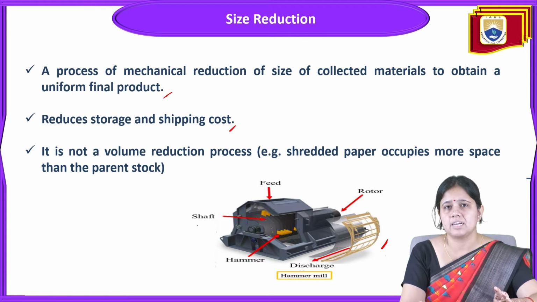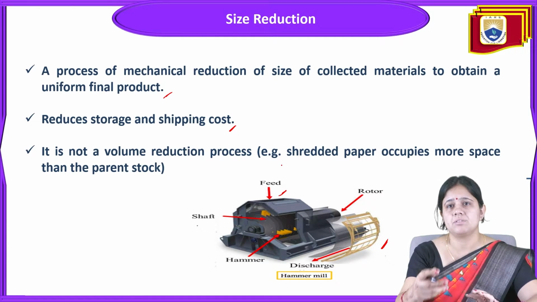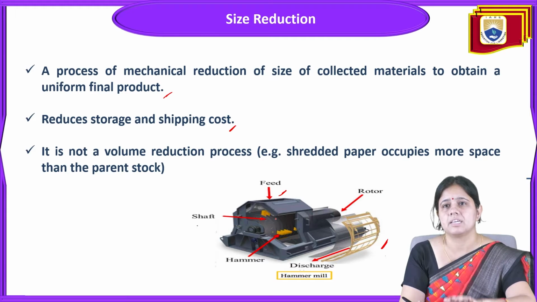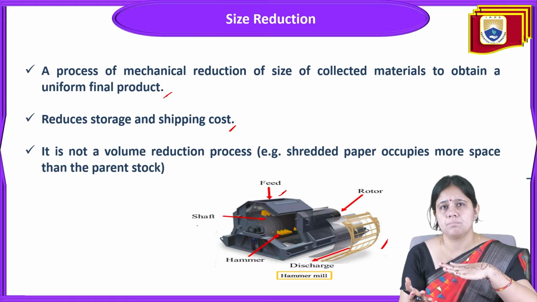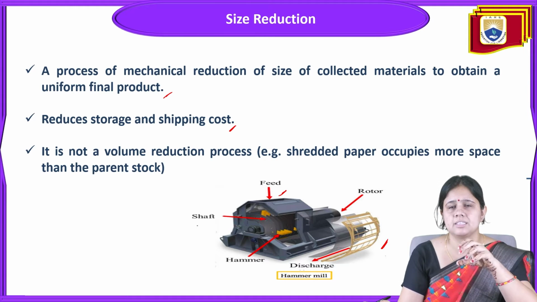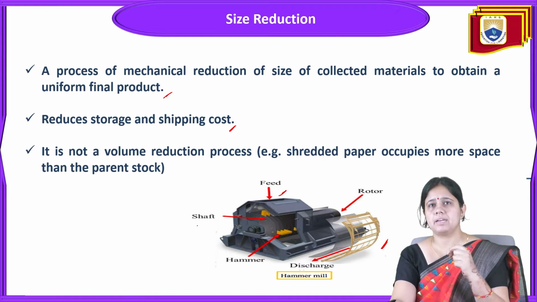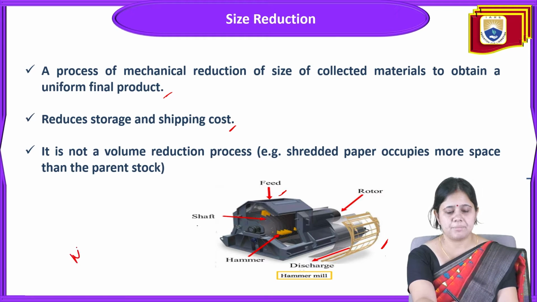In this size reduction hammer mill, you can see that there is a feed. Through this feed we can put in the waste, and there is a shaft and hammers. With this shaft and hammers they put pressure on the waste, and the size of the waste is very much reduced. So for size reduction, this hammer mill is used.